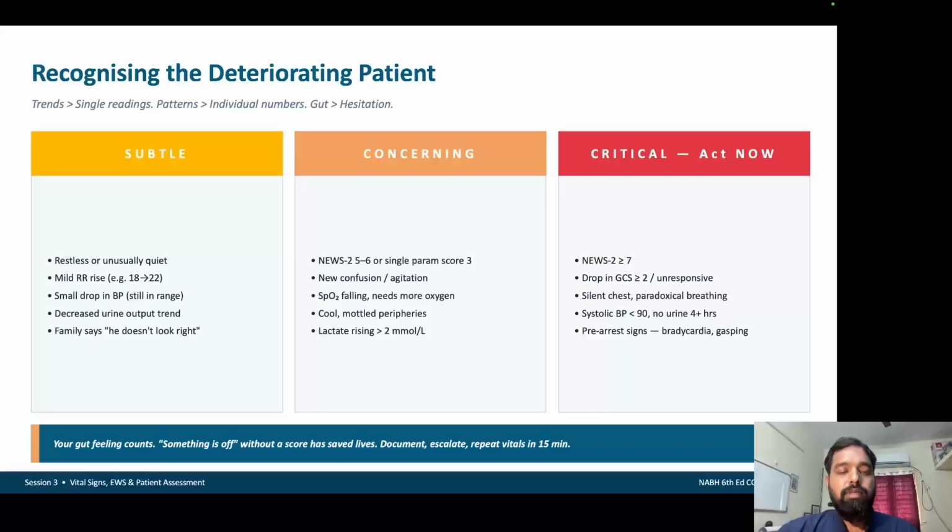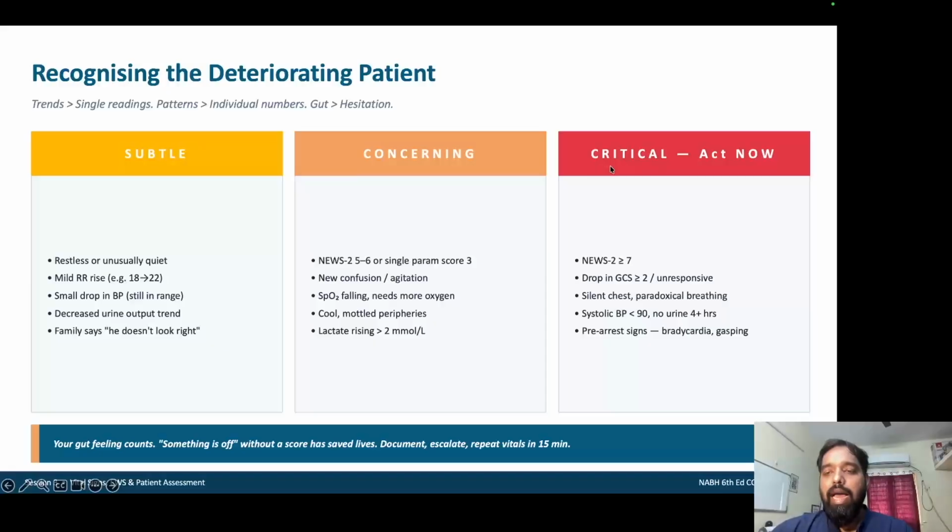Recognizing the deteriorating patient. In a subtle case, the patient may be restless or unusually quiet, with a mild increase in respiratory rate between 18 to 22, a small drop in BP still in range, and a decreased urine output trend. The family says he doesn't look right. In a concerning case, the NEWS 2 score may be 5 to 6, or a single parameter score of 3, new confusion or agitation, saturation falling, needing more oxygen. The patient may be cold or have mottled peripheries, with lactate rising more than 2 millimoles per liter.